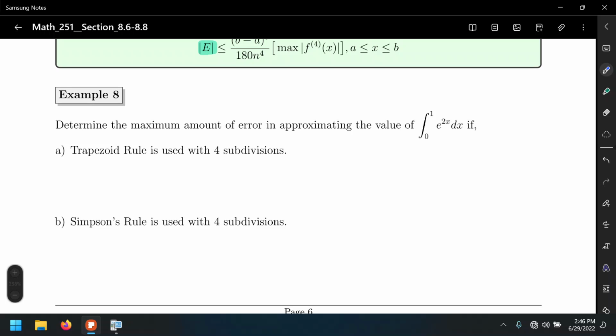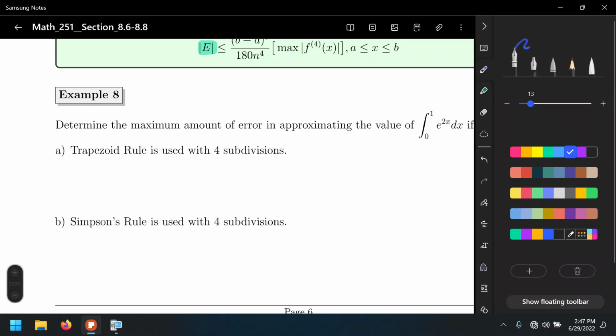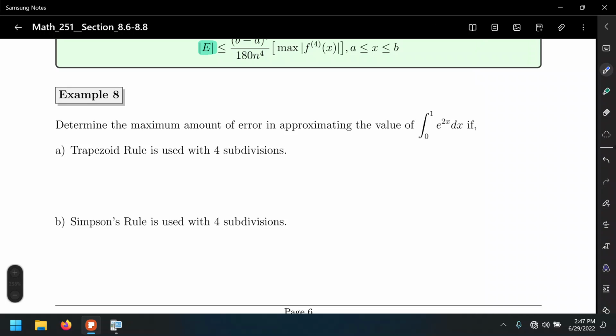So to illustrate this, I'm going to go over an easier function, a nicer function that is easier to work with. Well, number one, let's start by finding the four derivatives.